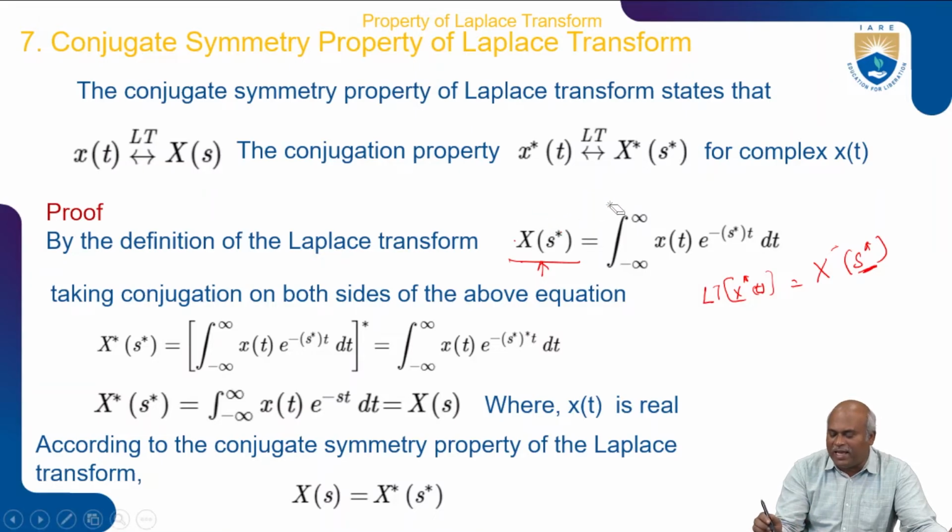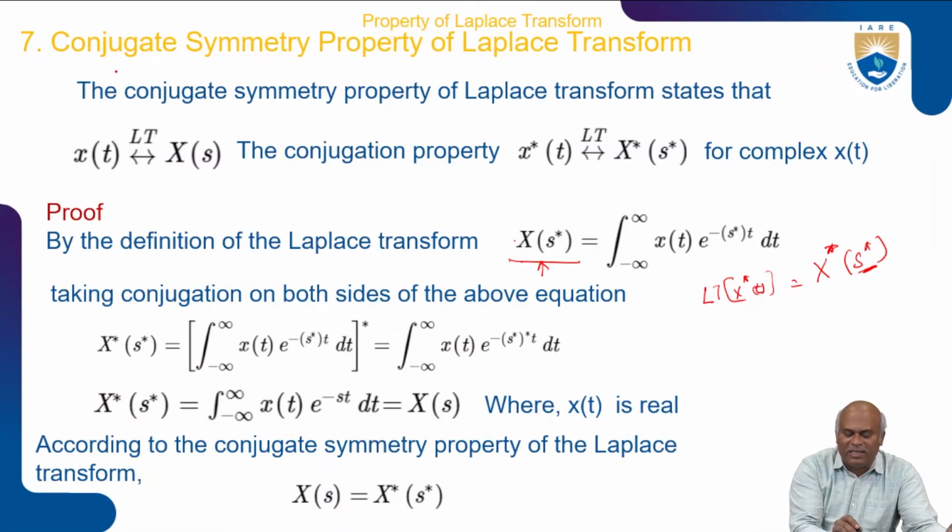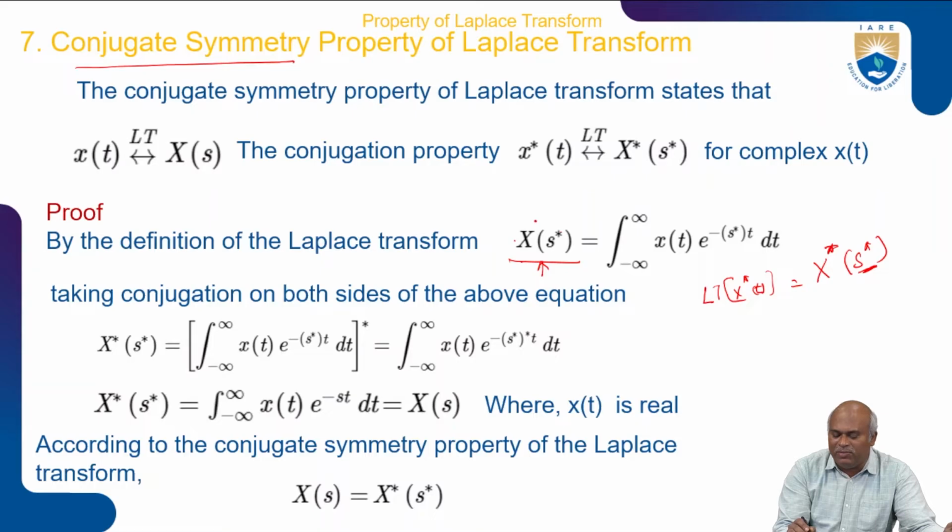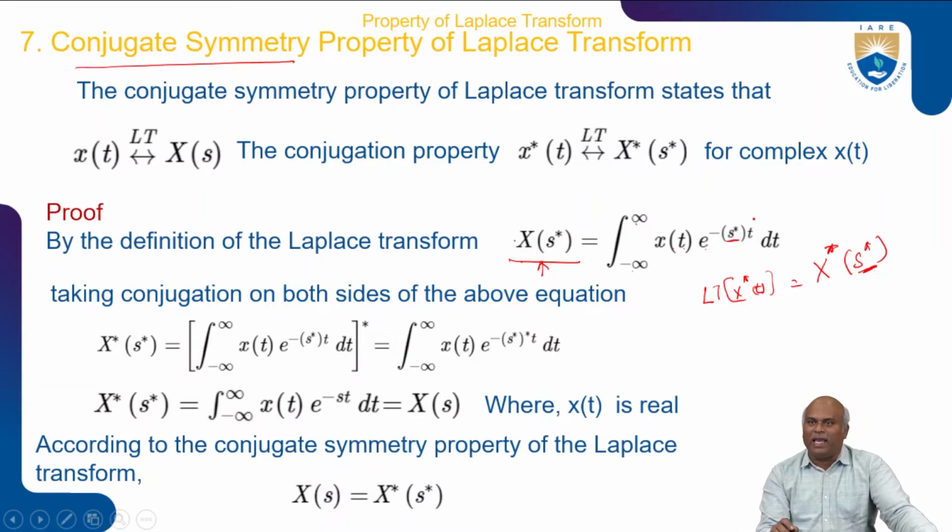As per the statement, L{x*(t)} is equal to capital X*(s*). Based on this property, I should remove s* here. Where the s is there in the Laplace domain, we should put the star. So how can I write the equation? Integration from minus infinity to plus infinity of x(t) e^(-s* t) dt. Here only the s we replace with s*.